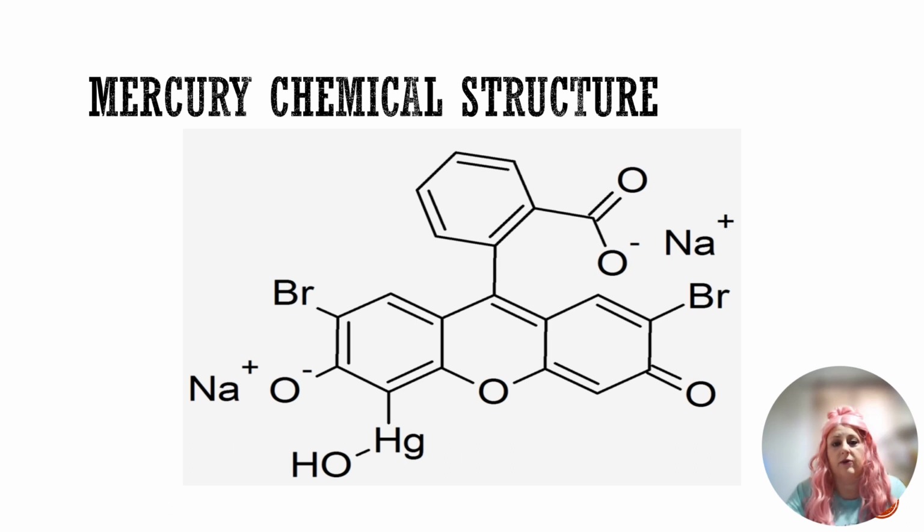This is a diagram of the mercury chemical structure. This toxin enters our ecosystem through man-made and natural ways, as it is produced in our soil and rain washes it into the waterways as well.